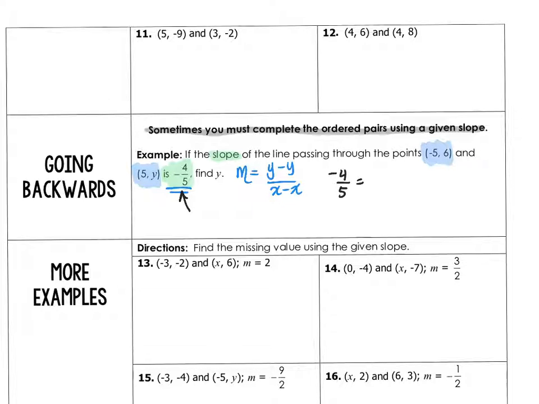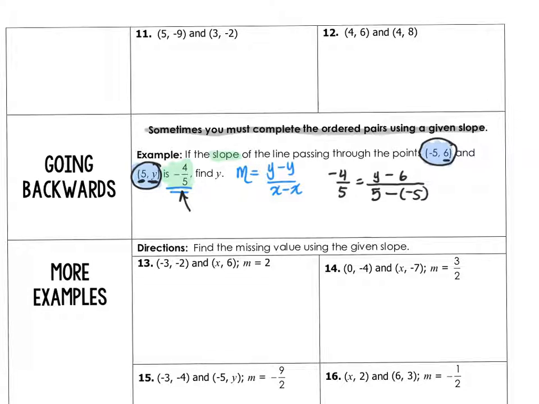That is the slope of the line that passes through the points negative 5, 6 and 5, y. So let's set up the slope equation. Negative 4/5 is equal to y minus y. So y minus 6, I started with this y just because I did. So y minus 6 over, so I have to start with this x, over 5 minus negative 5.